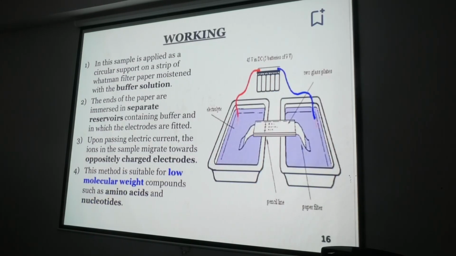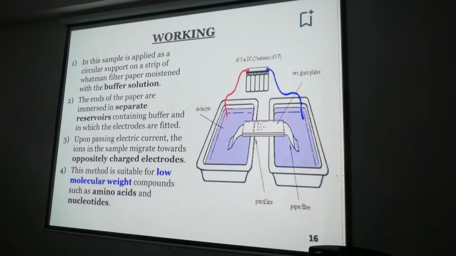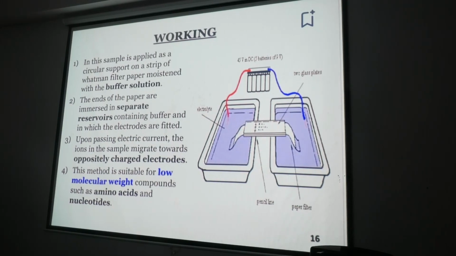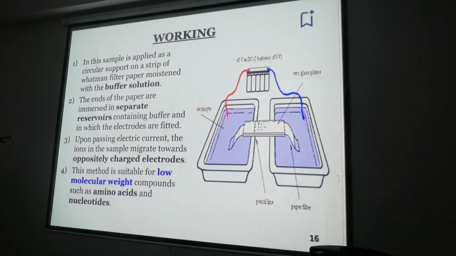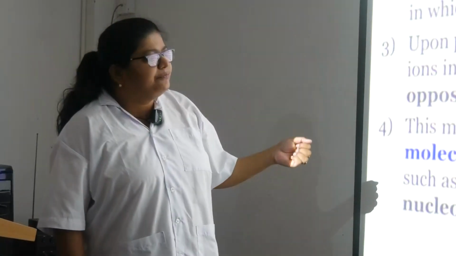The sample is applied as a circular spot on a strip of Whatman filter paper moistened with the buffer solution. The ends of the paper are immersed in separate reservoirs containing the buffer, in which the electrodes are fitted. Upon passing electrical current, the ions in the sample migrate towards oppositely charged electrodes, and this method is suitable for low molecular weight compounds such as amino acids and nucleotides.